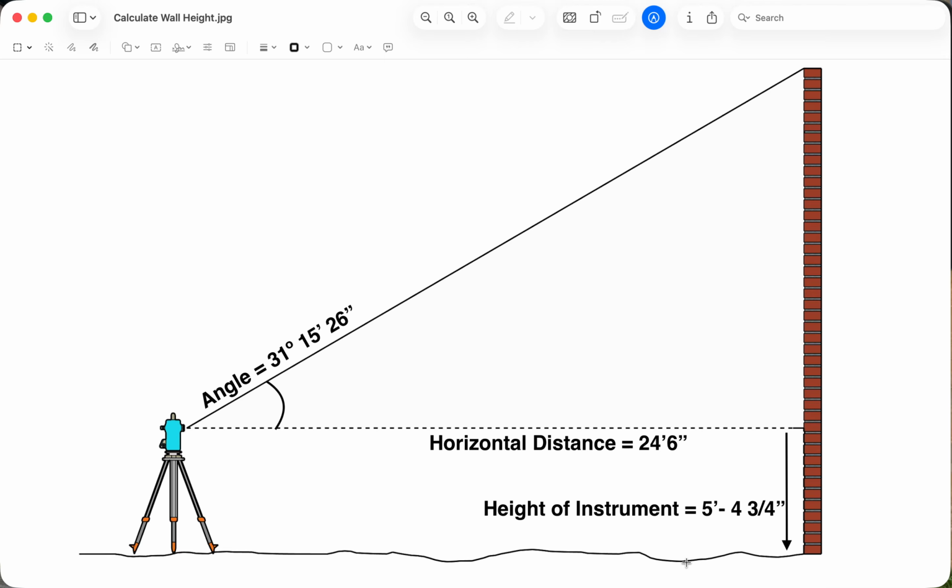Hey folks, I wanted to give you a run through of using trigonometry to solve for a real world problem. In this problem, we are going to use a theodolite to measure our angle, and we are going to use trigonometry to solve for the height of the building. As we're taking this shot, we are also going to have to add on the height of our instrument to get the total height from the ground up.